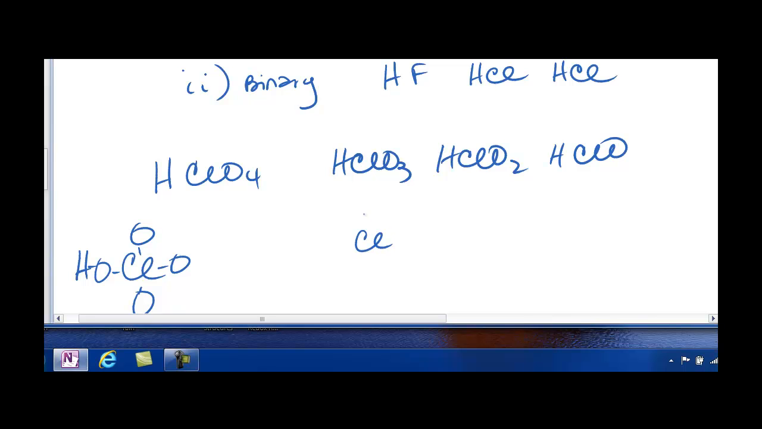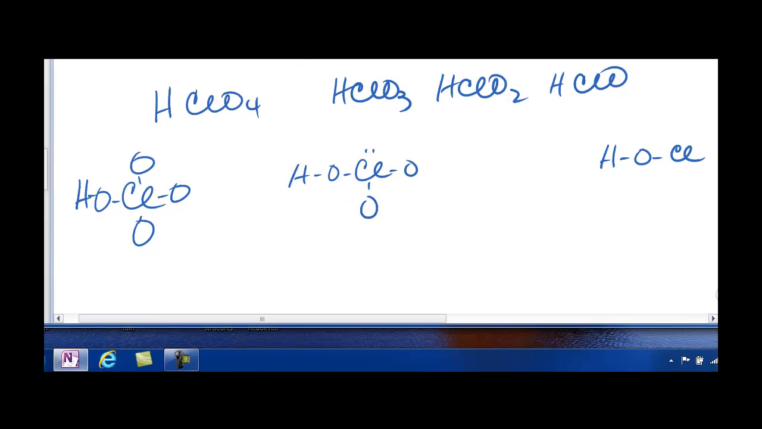And HClO3, I'm going to have how many oxygens? Three. HClO is going to have only one oxygen, and HClO2 will have two oxygens. So I'm defining an acid as a substance that releases a hydrogen ion. That's an easy one to remember. The faster it releases the hydrogen ion, the more readily that it releases a hydrogen ion, the stronger the acid.